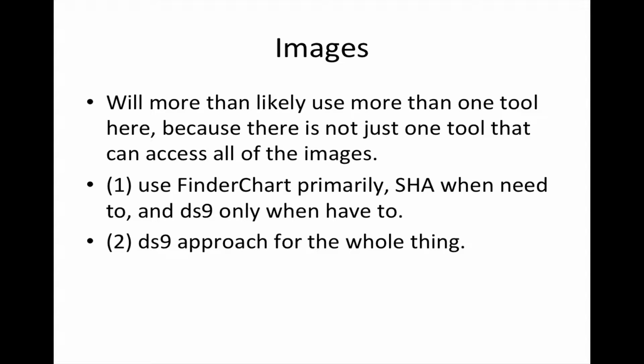For the images, in practice, you probably are going to use more than one tool because there's not just one tool that can talk to every single one of the images directly that we have. So what I recommend that you do is primarily use Finder Chart. You use the Spitzer Heritage Archive when you need to and DS9 when you have to. I have had some people have trouble using those things, in which case you need to use DS9 for the whole thing, not just Finder Chart, but DS9.